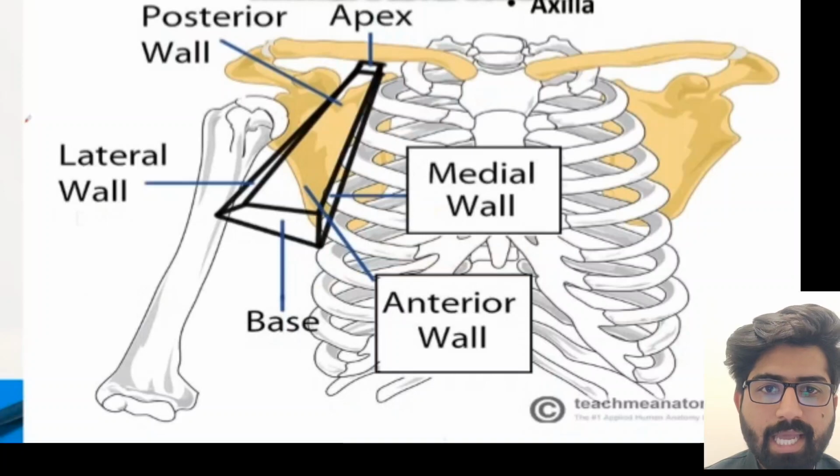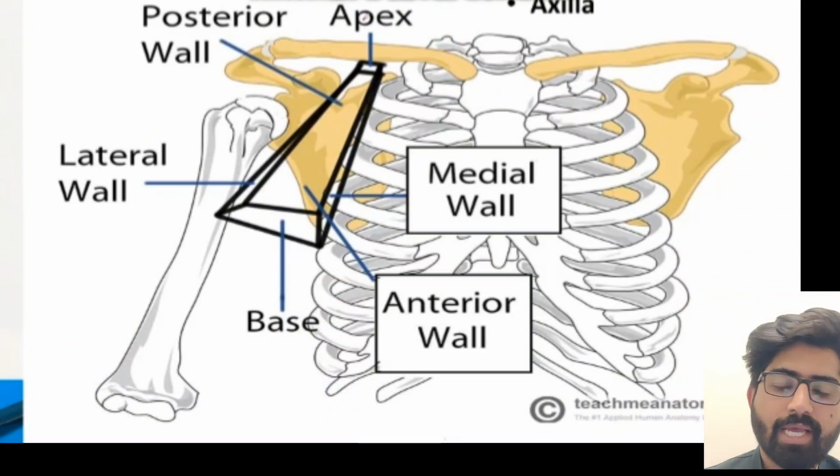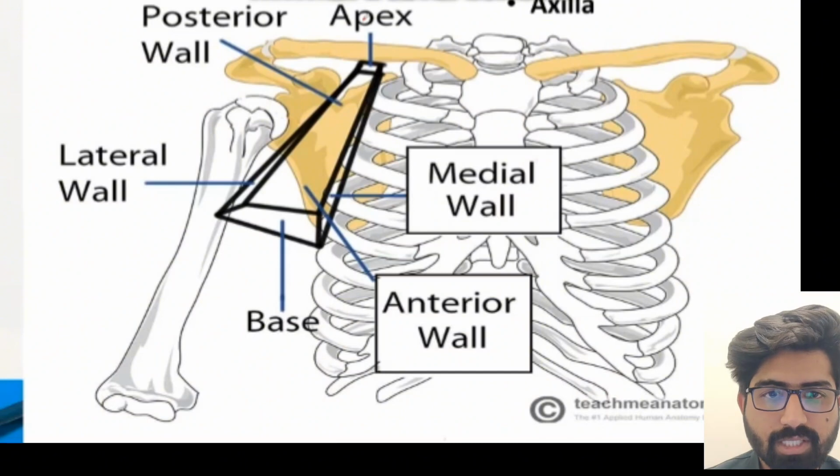Like the pyramid, the axilla has four walls or four sides, meaning the lateral wall, medial wall, posterior wall, and anterior wall, and a base as well as the apex. So these walls, as well as the base and the apex, are formed by different structures.